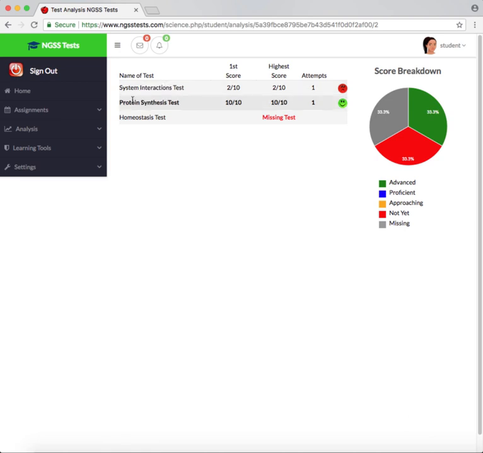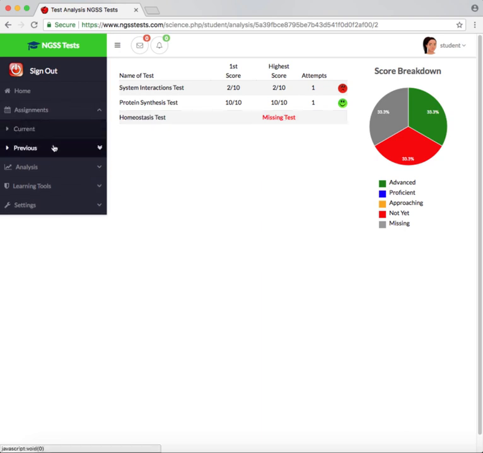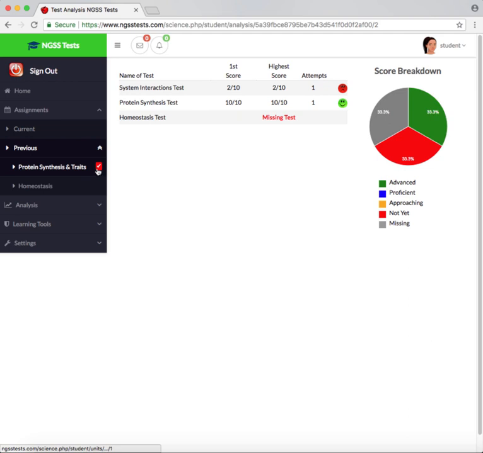Notice one of the tests we have passed, the protein synthesis test. One of them we just took, but we didn't pass. And one of them we haven't even taken yet. And that's the exact same thing you see over here. So you notice protein synthesis, we have a check mark because we passed it.